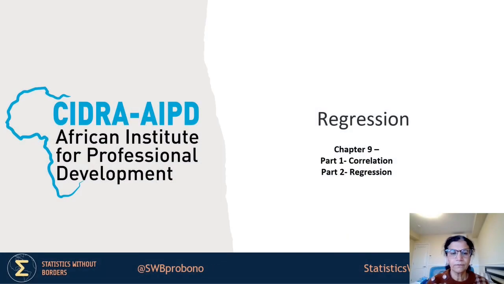Hello everyone. This is last chapter of the syllabus developed for African Institute for Professional Development. The chapter is Regression. It has two parts. Part 1 correlation, part 2 regression.